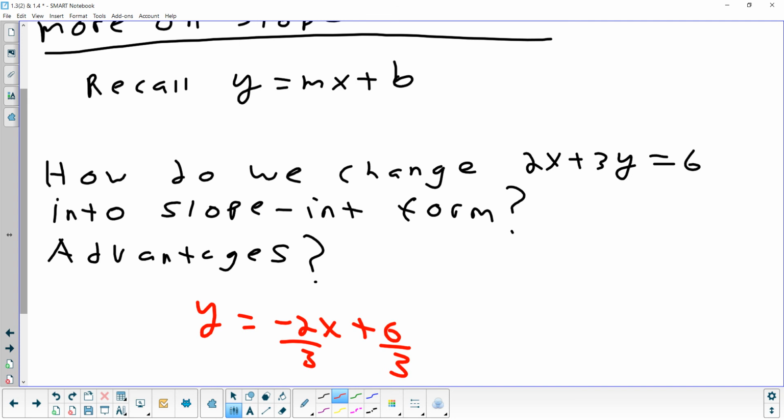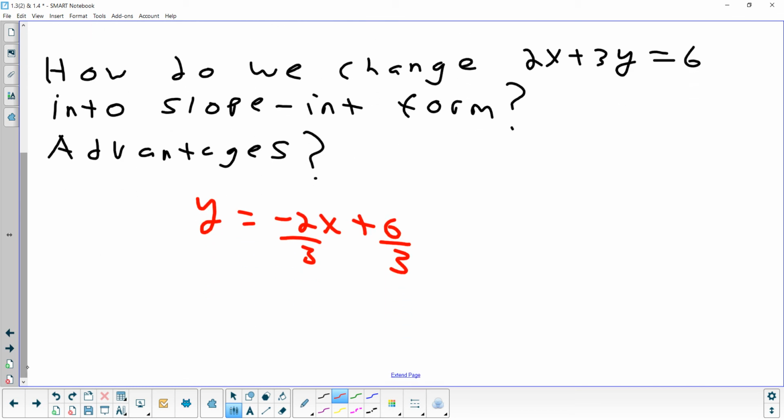That's rewriting it in y equals mx plus b form by getting y by itself. Why would we do that? It's easier to graph. So that's important.